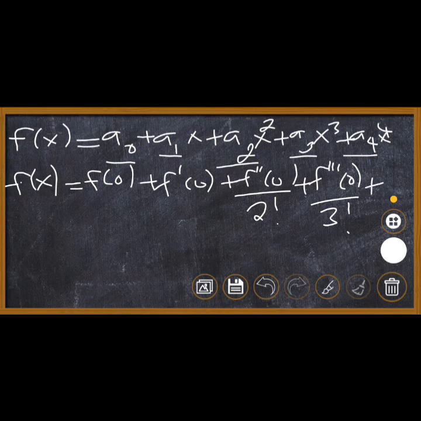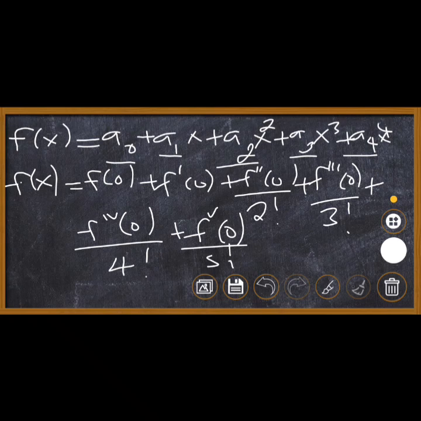Our a4 was what? Let's just add it from here for the sake of space. I hope that you are taking note of that. So we are going to have the fourth derivative of 0 over 4 factorial. If we go up to fifth, then it's going to be the fifth derivative of 0 over 5 factorial.